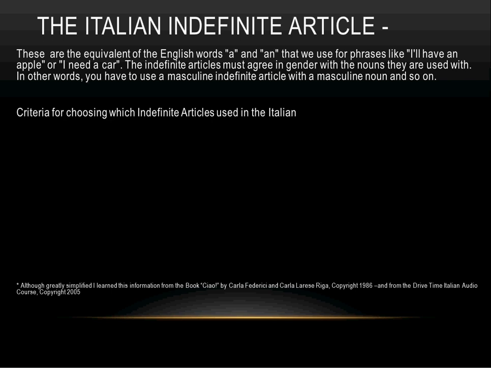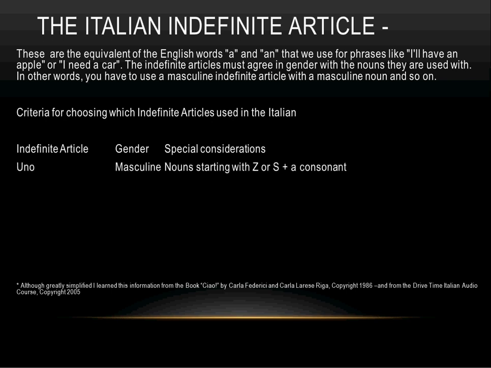Criteria for choosing which indefinite article used in Italian is: for masculine nouns starting with a Z or an S plus a consonant, you use the indefinite article uno, like uno zaino or uno studente. Remember, this applies only to masculine nouns. For all other masculine nouns, you use un, like un bambino or un uomo.